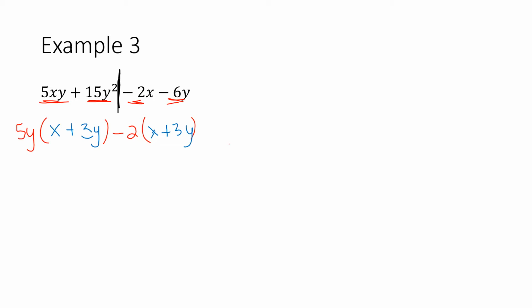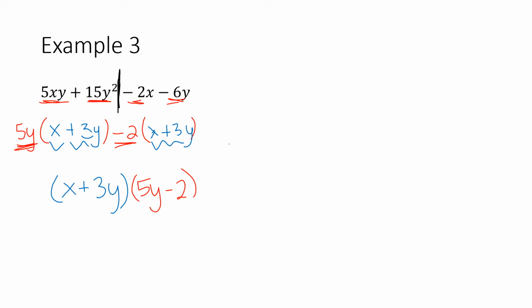So again, the part inside the parentheses matches. As long as that part matches, you're going to pull out what they have in common. So we're going to bring to the front the x plus 3y, which would leave behind 5y minus 2. And that is our final answer.